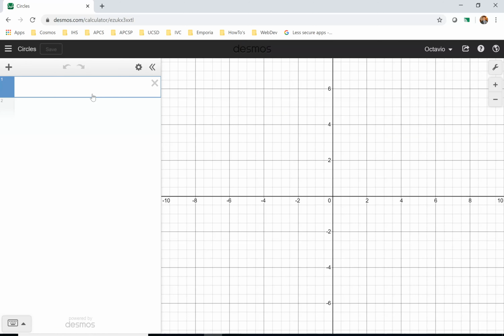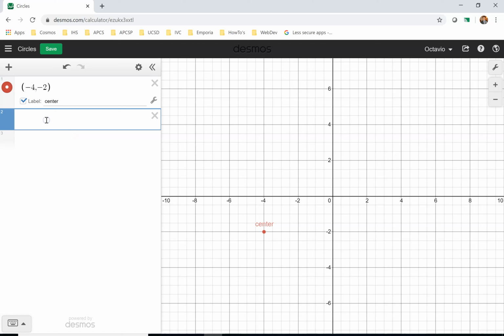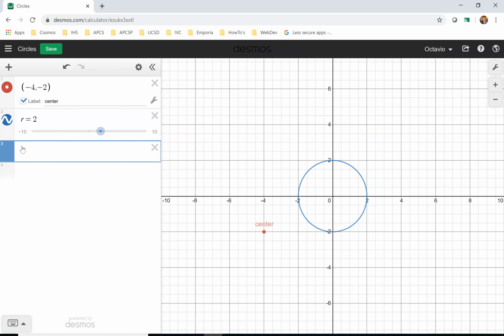So I'm going to start by placing a point here somewhere. Maybe -4, that's 4 to the left, and then -2, that's 2 down. I want to put a label here and call that the center of the circle. And then I'm also going to make a radius here, a variable. You can just make a variable by putting the variable name. So in this case, r for radius equals, I don't know, something like 2. Notice how it makes a circle there.